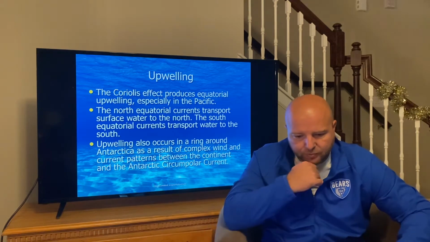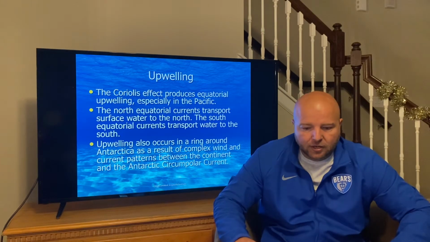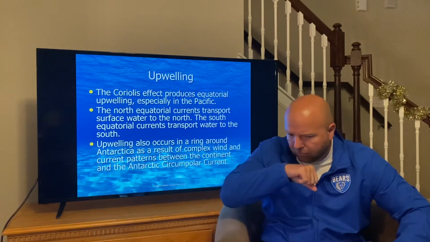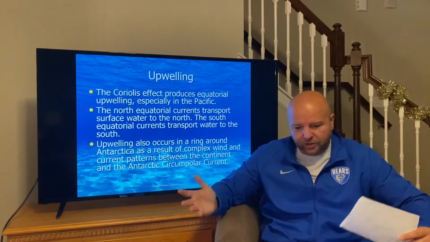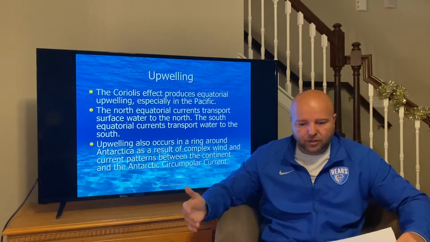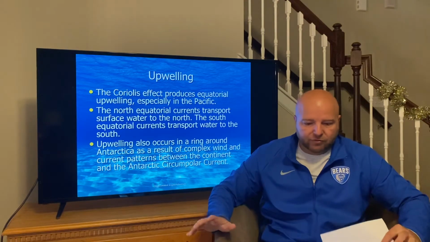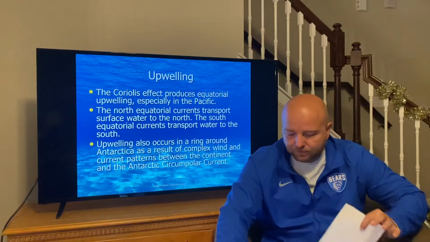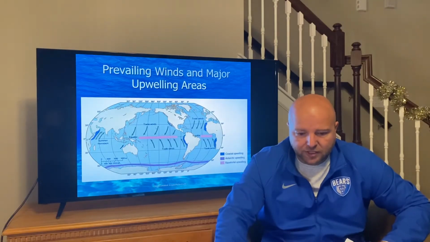So the Coriolis effect produces equatorial upwelling. So there's some upwelling that happens near the equator. The north equatorial current transports surface water to the north. We really don't need to worry too much about all this, but upwelling also occurs in a ring around Antarctica as a result of wind and current patterns between the continent, and so on. Just focus on that bold part there. We'll try to keep this one as simple as we can. An image there of where this equatorial upwelling occurs.